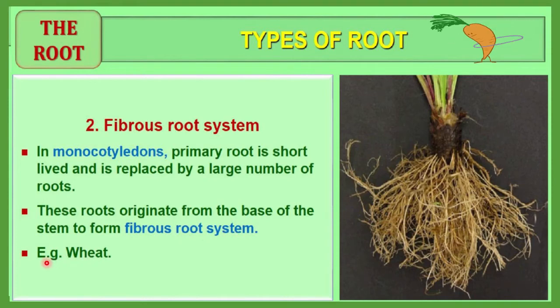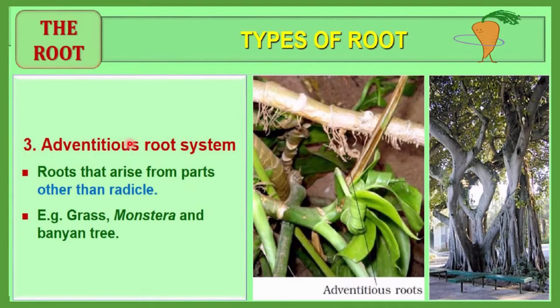An example here is wheat. So you must remember the examples. What is the example of a taproot system and what is the example of a fibrous root system? The next root system may be roots that arise from a part other than the radicle. As I told you, normally roots develop from the radicle present in the embryonic structure in the seeds, right? But sometimes roots may develop from other parts of the body also, and that is in very exceptional, very rare cases. Such a root which arises from other than the radicle, such a root system is called an adventitious root system.